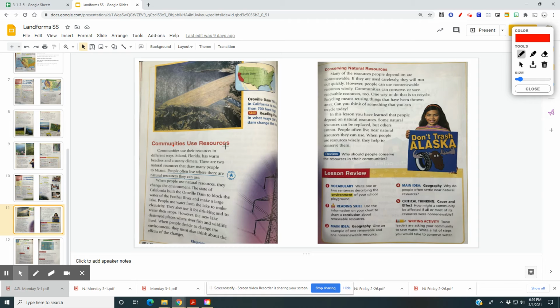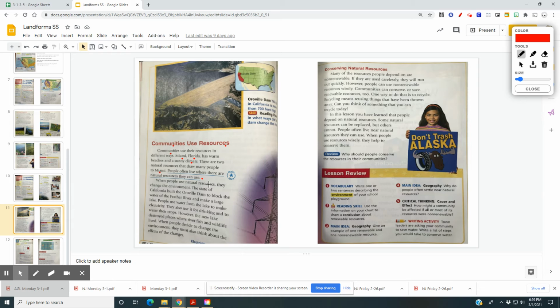Communities use resources. Communities use their resources in different ways. Miami, Florida has warm beaches and a sunny climate. These are two natural resources that draw many people to Miami. People often live where there are natural resources they can use.